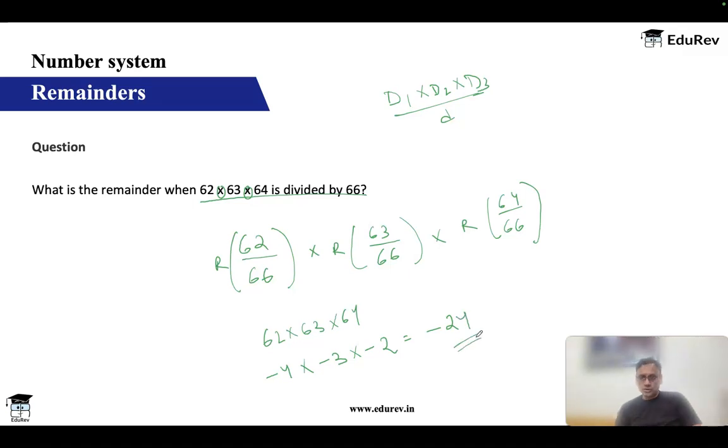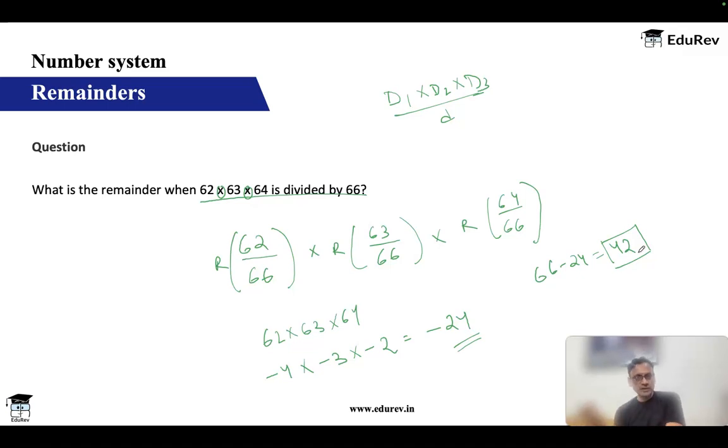Okay, now your remainder is negative. So when the remainder is negative, what did I tell you that you do? You basically add the divisor to it. So 66 minus 24, that means your remainder is going to be 42. So this is the answer. So it can be solved as simple as this, by taking help of negative remainders, which you can see is a very, very useful concept here.